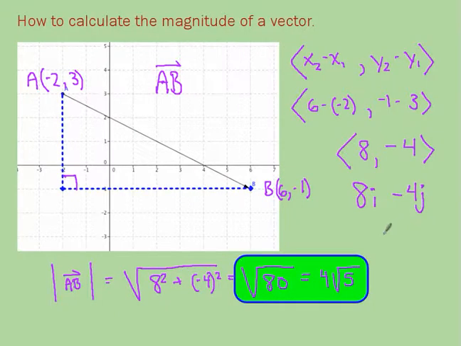This feeds into our next video, which will teach you how to find the unit vector. Remember, unit vectors have a magnitude of 1, in the same direction as the vector we're working with. We're going to be using this same vector to help us do that.